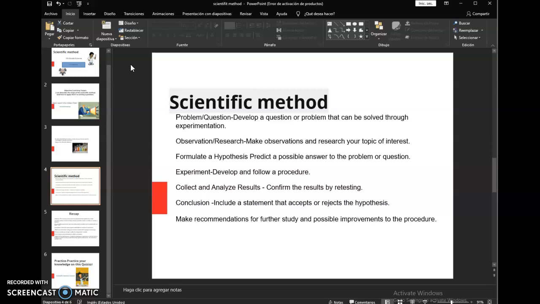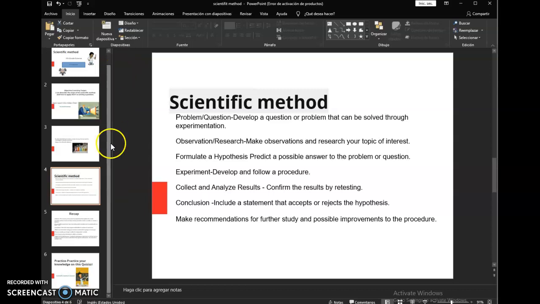Experiment, develop, and follow up procedure. Collect and analyze results, confirm the result by risk testing, and conclusion: a clear statement that accepts or rejects the hypothesis. Make a recommendation for further study and possibly improvement to the procedure.